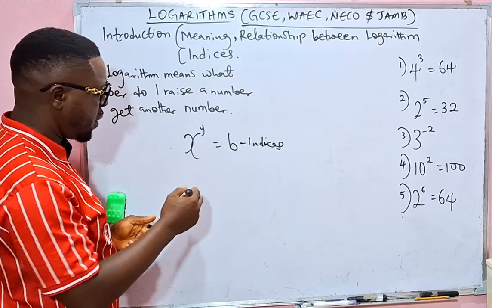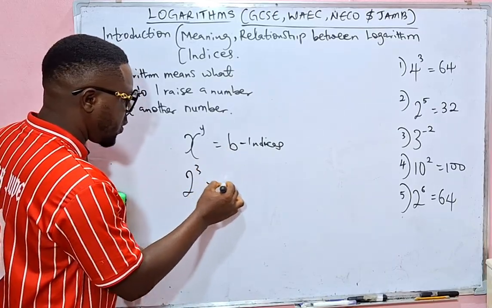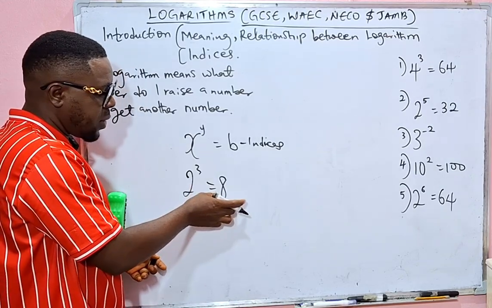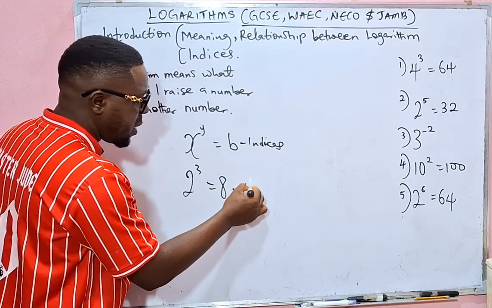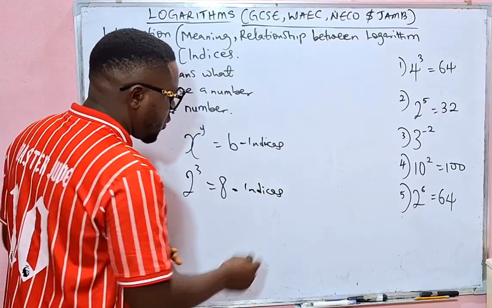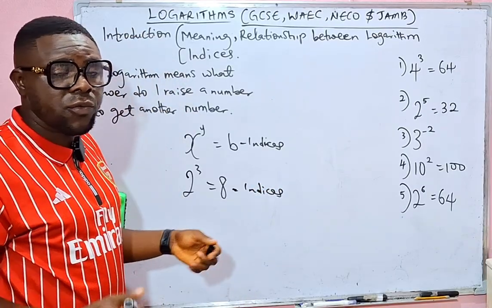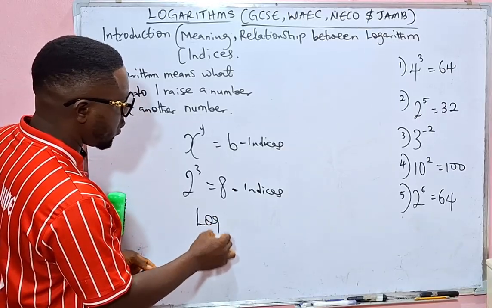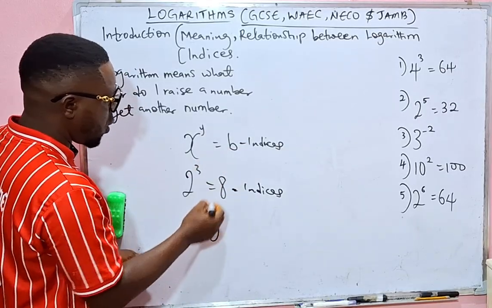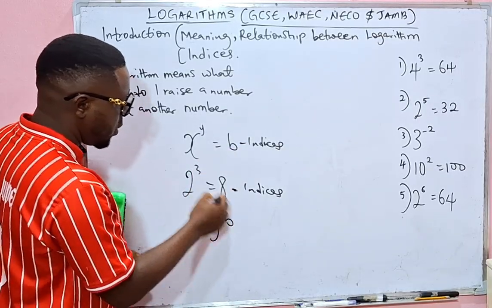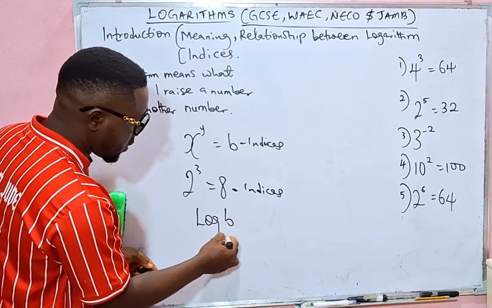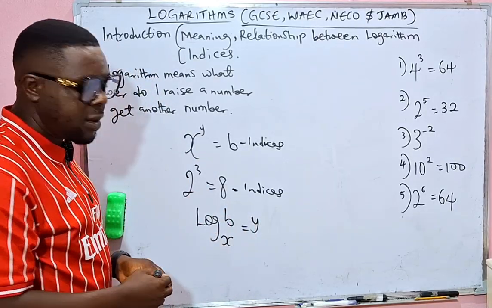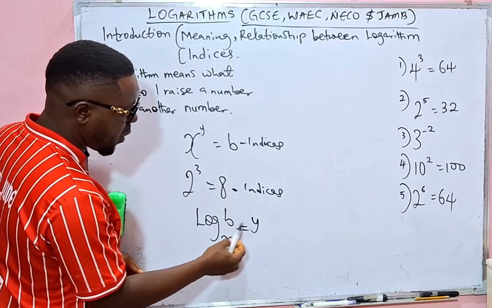Look at this illustration. 2 to the power of 3 is equal to 8. That is, if I raise 2 to the power of 3, I'll get 8. So this is in indices form. So how do I change it to logarithm form? Watch. So this will give me log b base x is equal to y, y as a power. Meaning that if I raise x to the power of y, I'll get b.